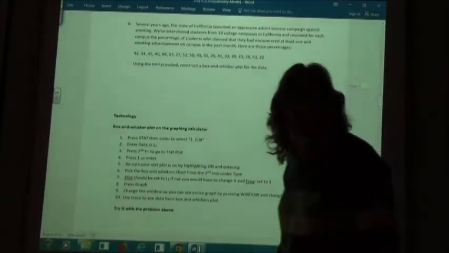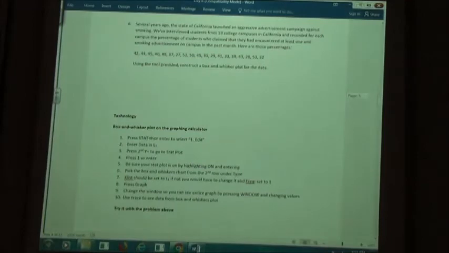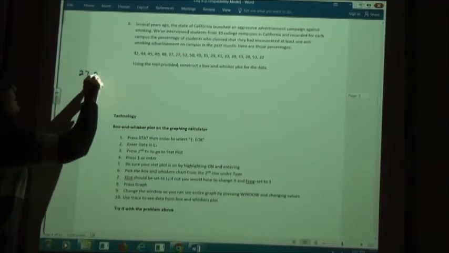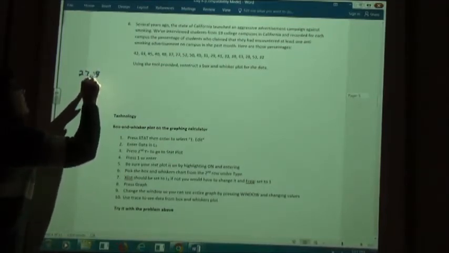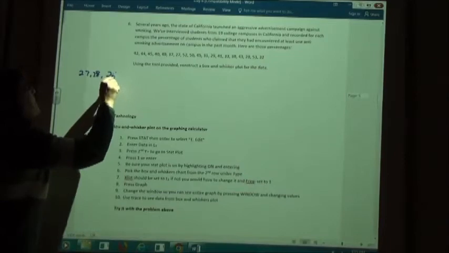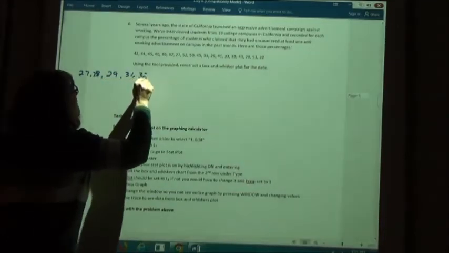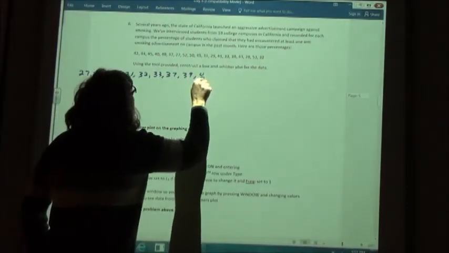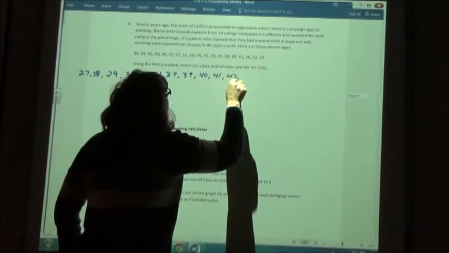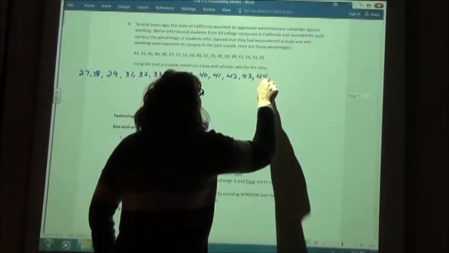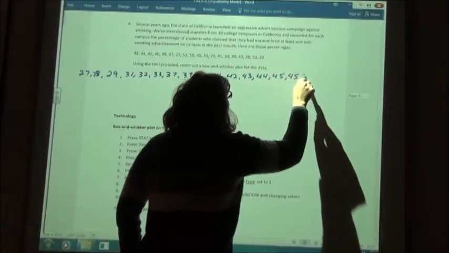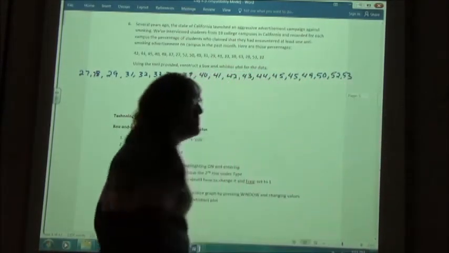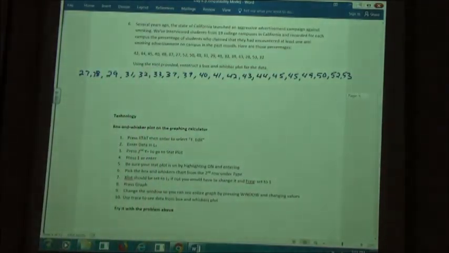Number 6. Anton, you were in charge of that one. 27. 28. Whoops, if I could write, I'd make it 28. 29, 31, 32, 33, 37, 39, 40, 41, 42, 43, 44, 45, 45, 49, 50, 52, 53, and that's it. Man, that's fast. I hope I got all those written down right.